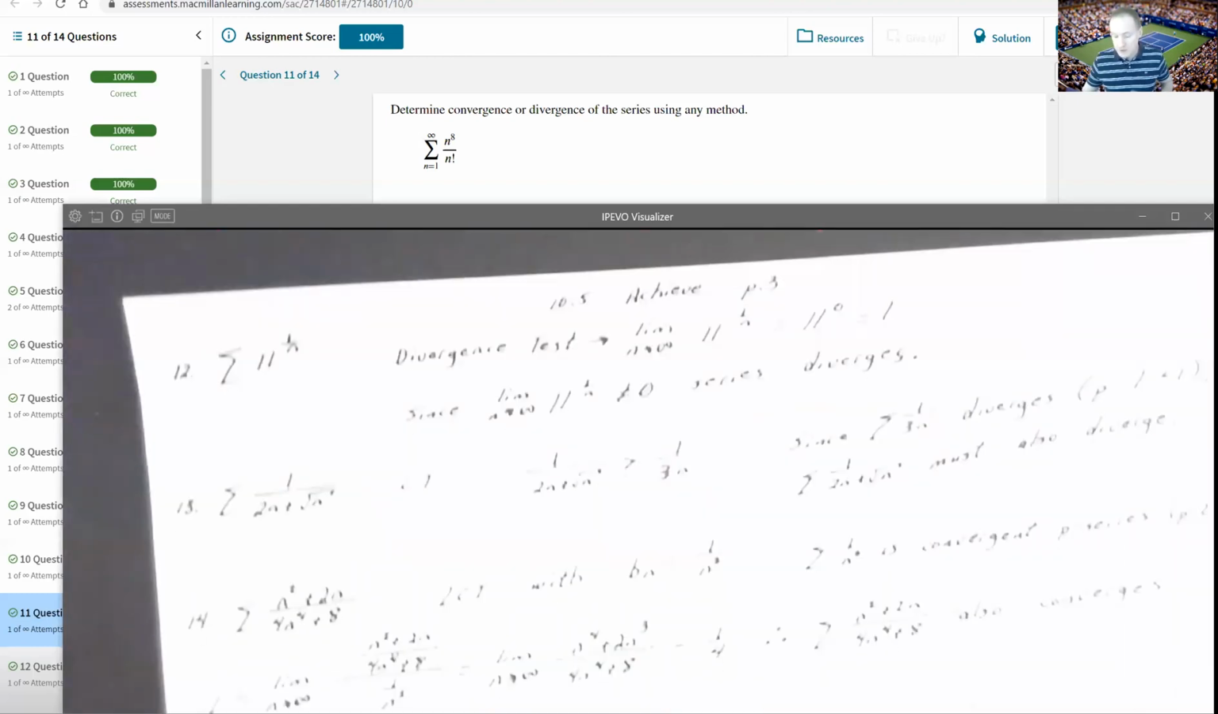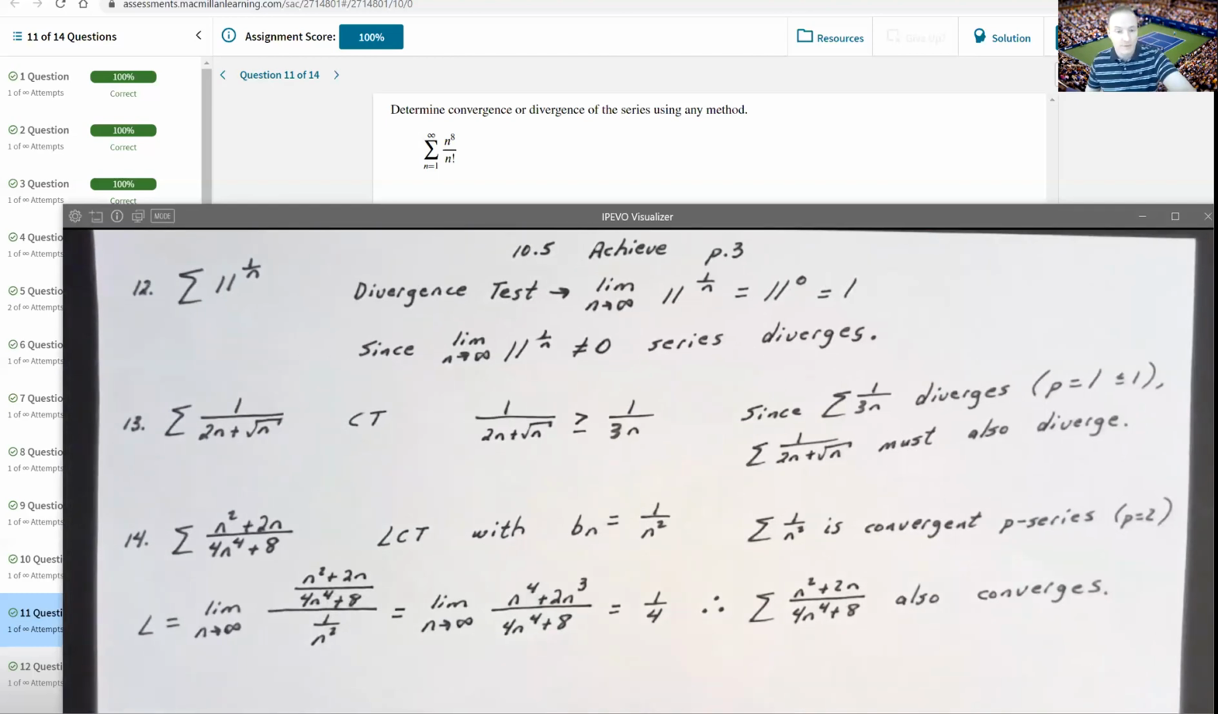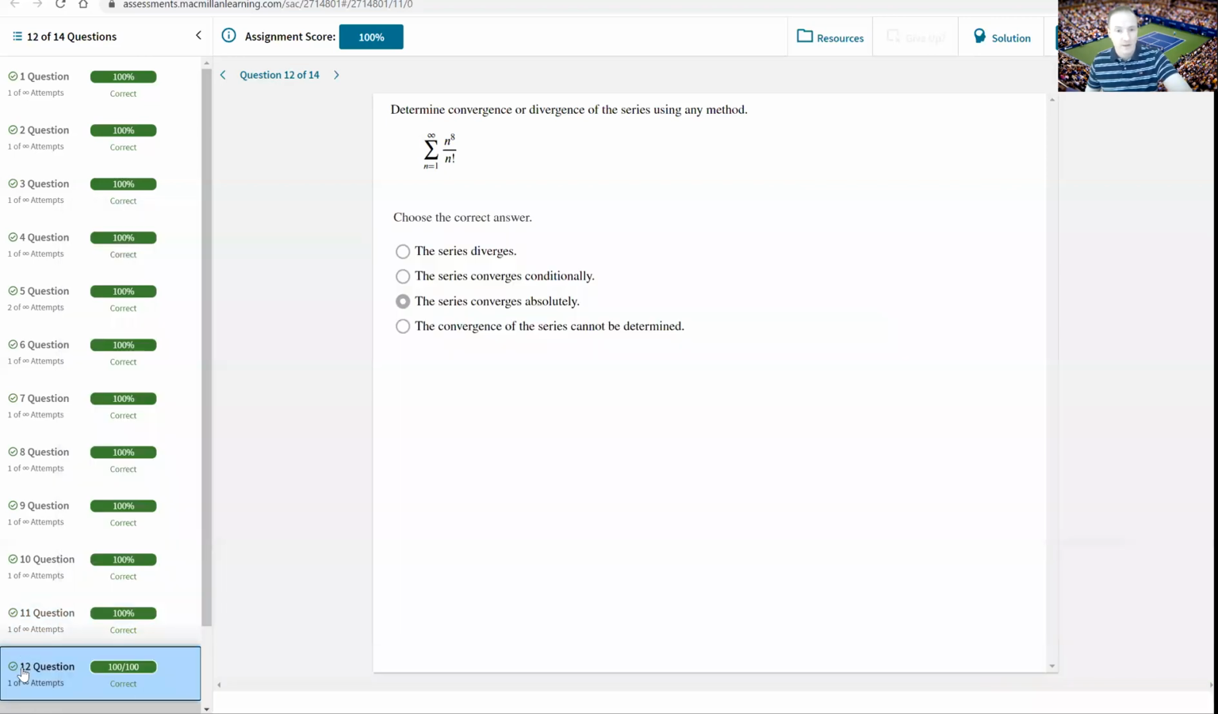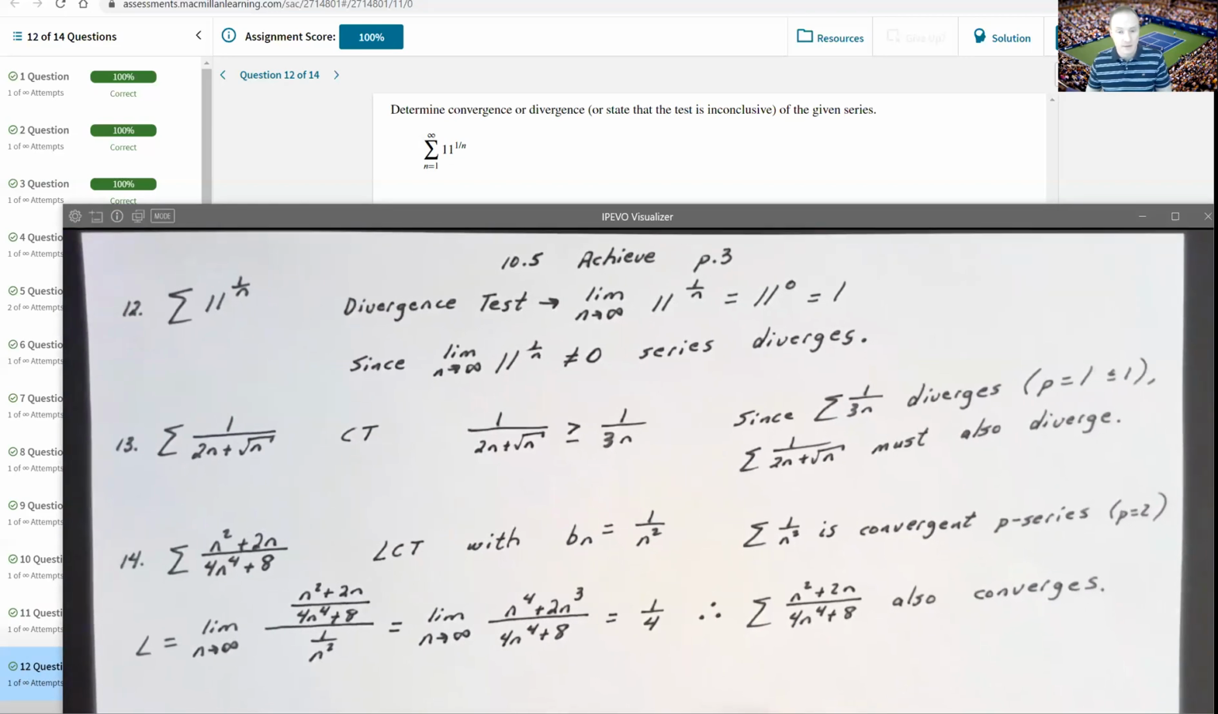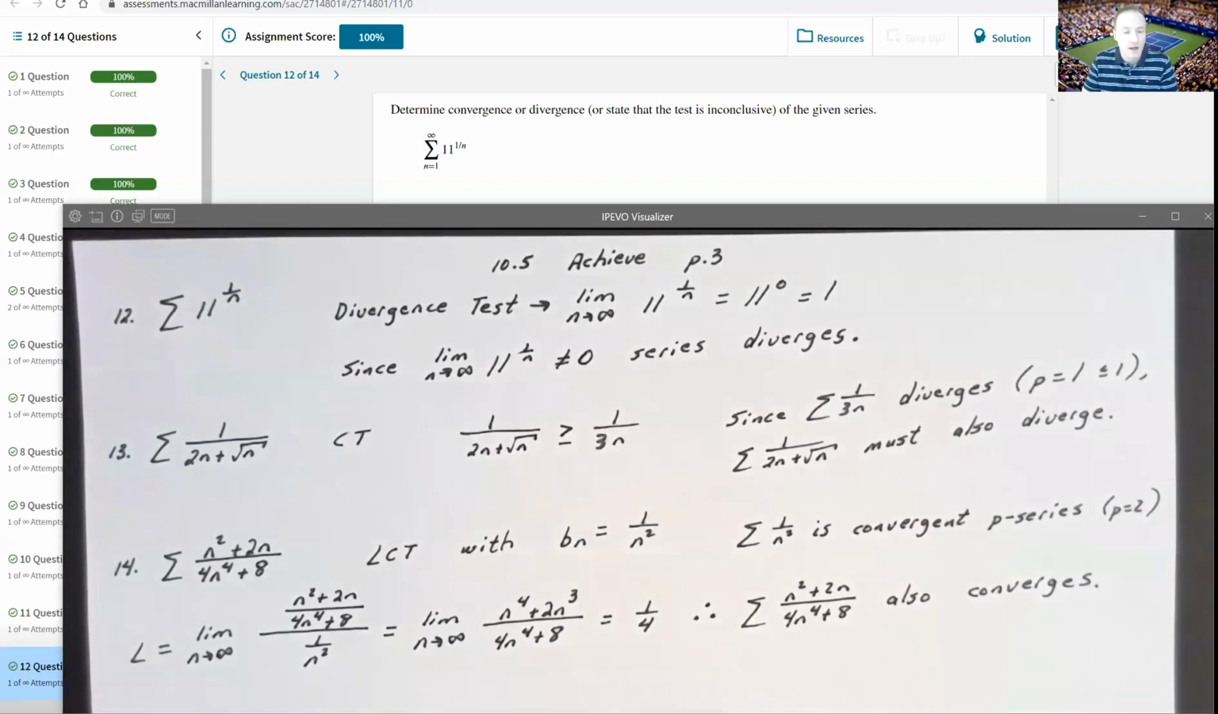A couple more questions here. Number 12. Notice it gave me the series here, 11 to the 1 over n power. I've answered this one really quickly by just saying all I have to do on this one is the test for divergence. If you remember back to section 10.2, what the test for divergence asks us to do is to take the limit as n approaches infinity of the general term of the series. If you can show that that doesn't go to 0, then the series must diverge.